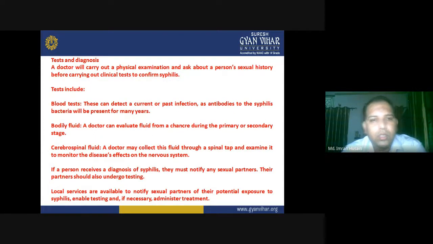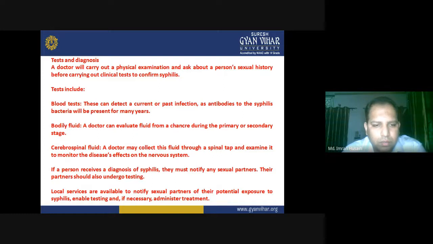Tests and diagnosis. A doctor will carry out a physical examination and ask about a person's sexual history before carrying out clinical tests to confirm syphilis. Tests include blood tests. These can detect a current or past infection, as antibodies to the syphilis bacteria can be present for many years. Bodily fluids: a doctor can evaluate fluid from a canker during the primary or secondary stage. Cerebrospinal fluid: a doctor may collect this fluid through a spinal tap and examine it to monitor the disease's effects on the nervous system.